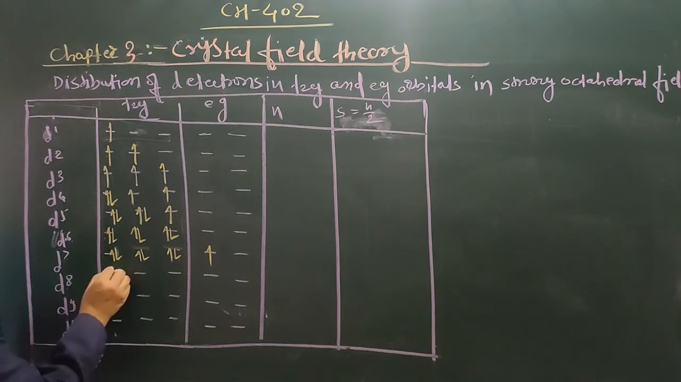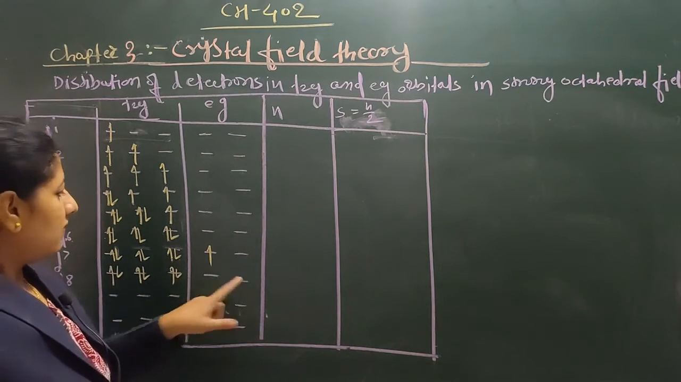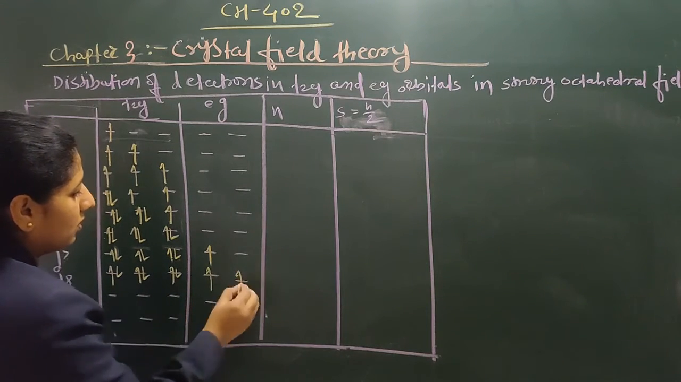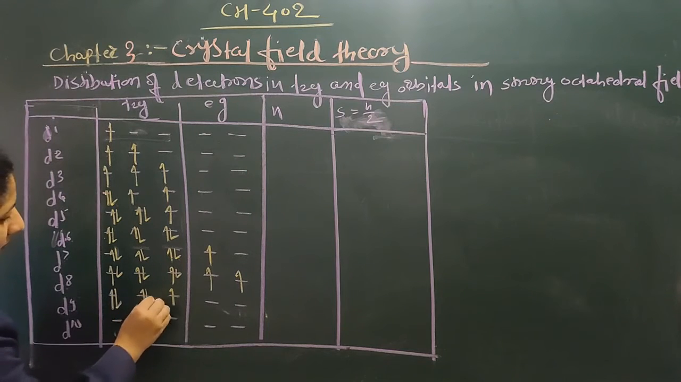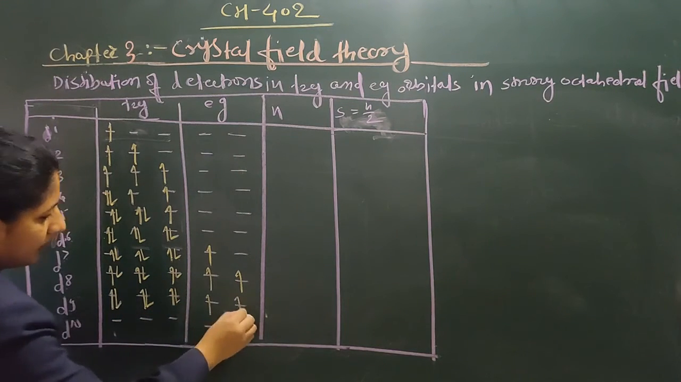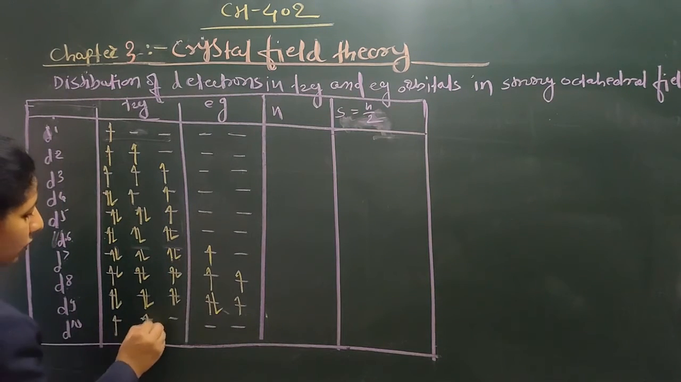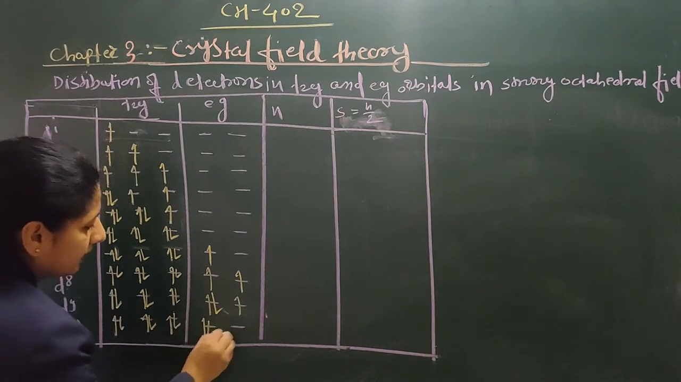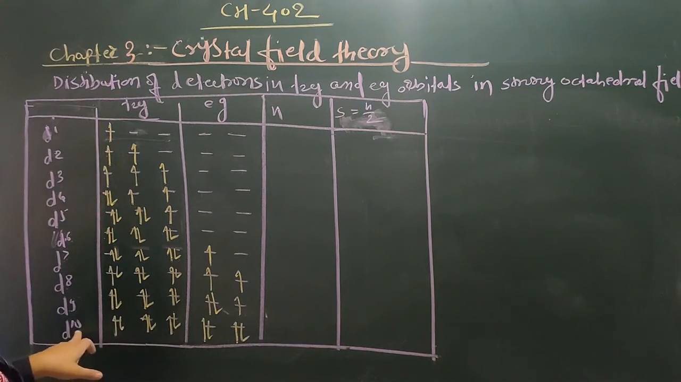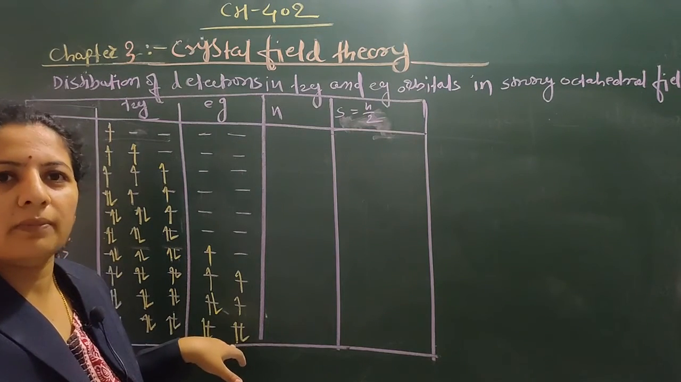Now for d8 it will be 1, 2, 3, 4, 5, 6, and 2 electrons are remaining, which after pairing will be shifted into the eg orbital. In d9, 3 electrons are singly placed, then paired 4, 5, 6, then 7, 8, and the 9th electron goes in. For d10, after 1, 2, 3, 4, 5, 6, 4 electrons will be remaining. So in the d10 system, in t2g and eg, the electrons will be paired totally.